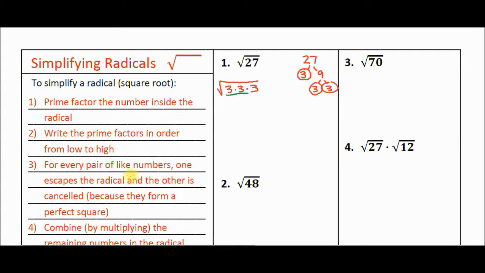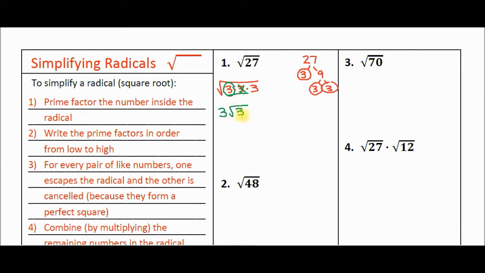And we learn from step number 3 that one of these 3's escapes the radical. One of these 3's is canceled. So this one got out. I'm going to just cross that off to show that that one got out. Actually, let's put a circle around it to show that it got out. This 3 was canceled, and we're left with a 3 inside the radical.